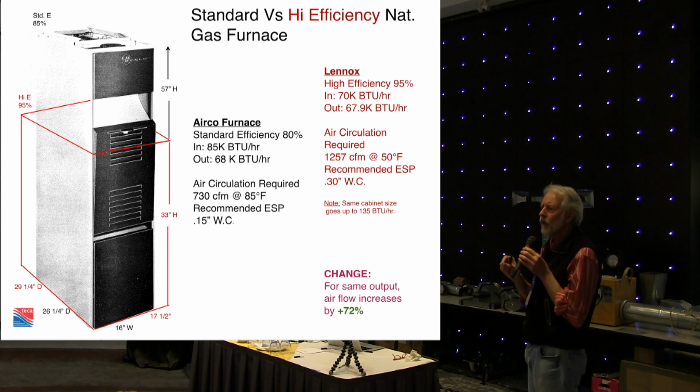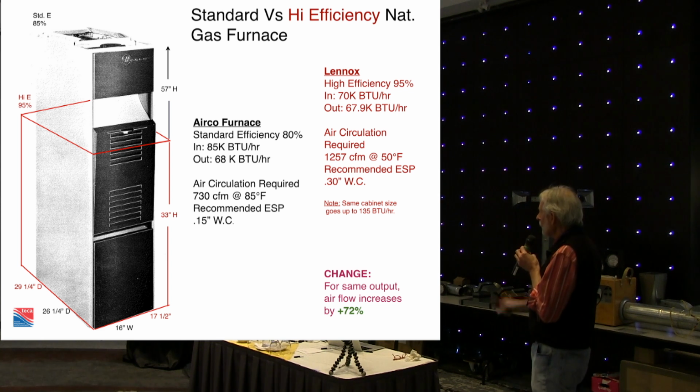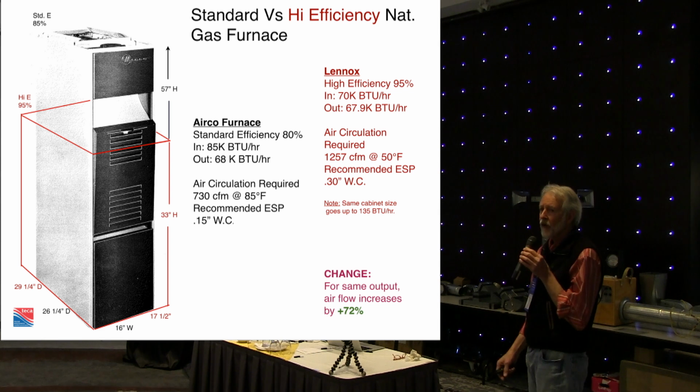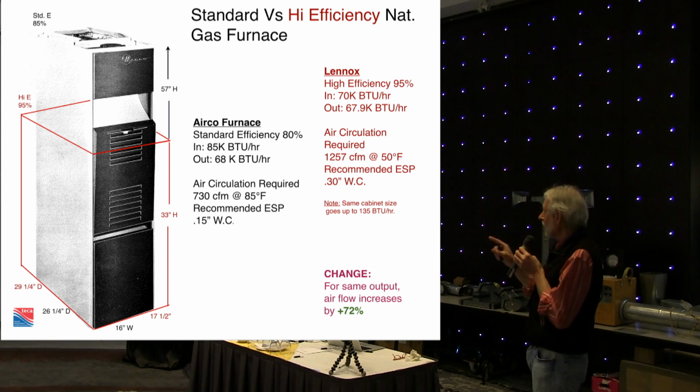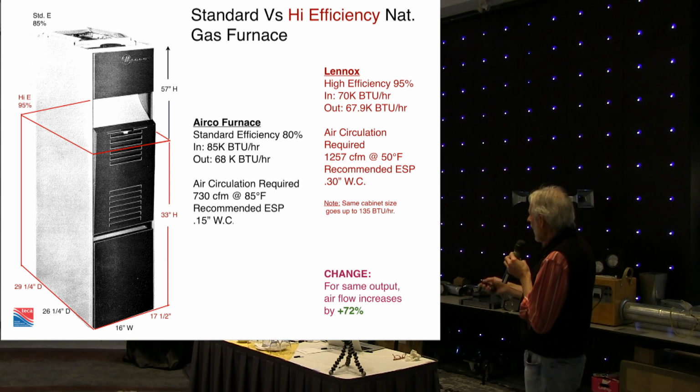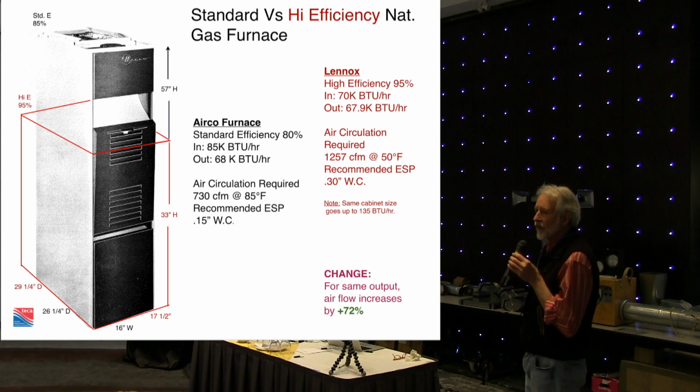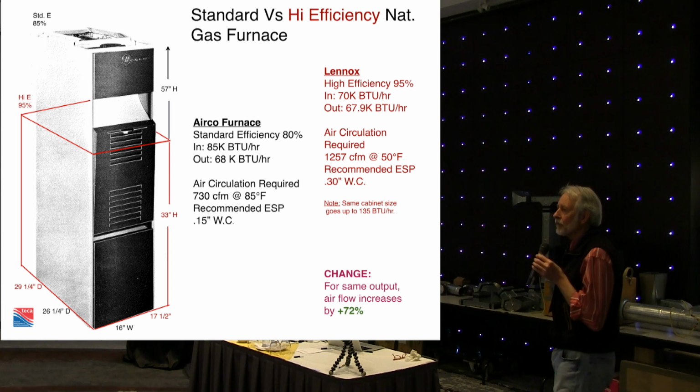But the thing that's important for this discussion is that circulating fan would move 730 of those cubic feet, which means 73 pounds per minute. And it would do this at what's called an external static pressure of 0.15, which won't mean squat to you.